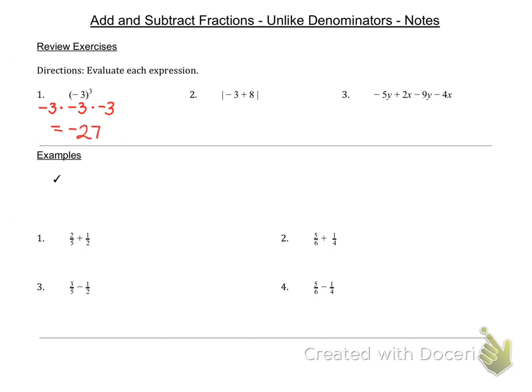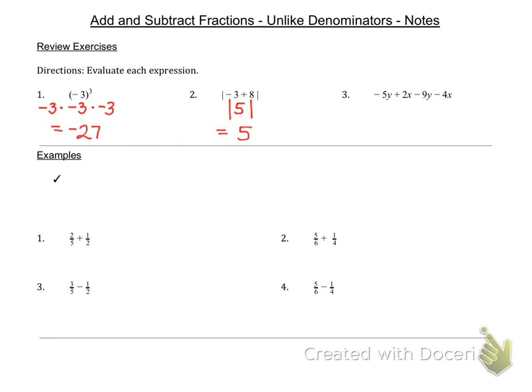Number 2, we have the absolute value of -3 plus 8. So first I'm going to do what's inside the absolute value symbols. -3 plus 8 is 5. And then the absolute value of 5 is 5, because it's 5 units away from 0.